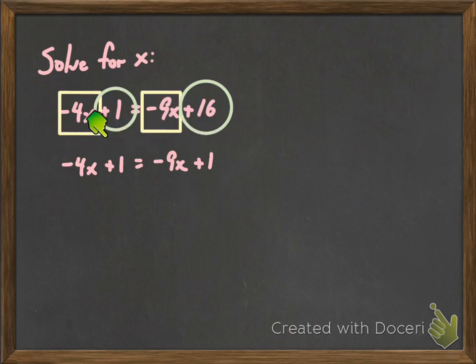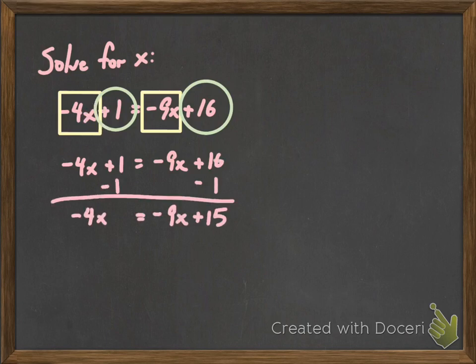Well, really it's just positive 1. So I'm just going to subtract 1 from both sides. That's easy. That leaves me with negative 4x equals negative 9x plus 15. Well, now I have to move this x term over to the other side. How do I do that?